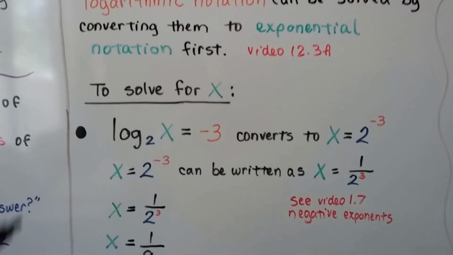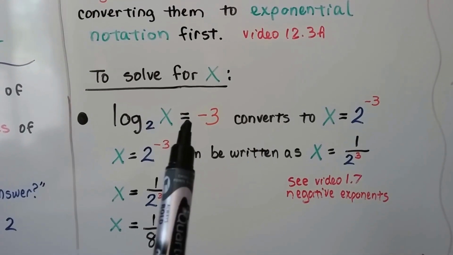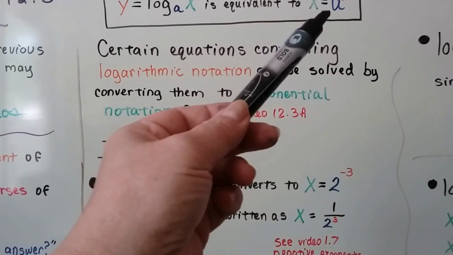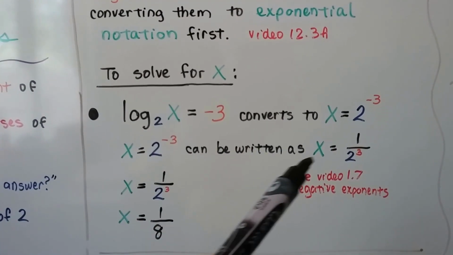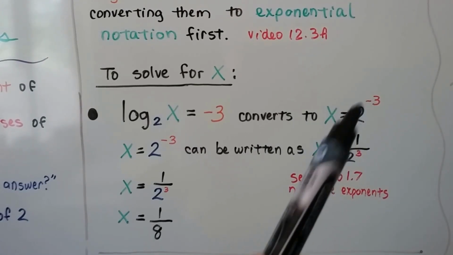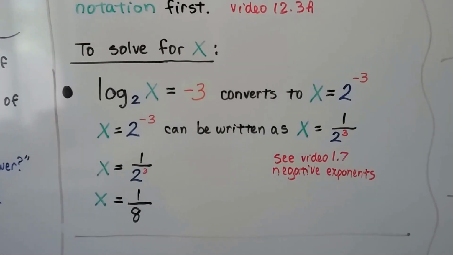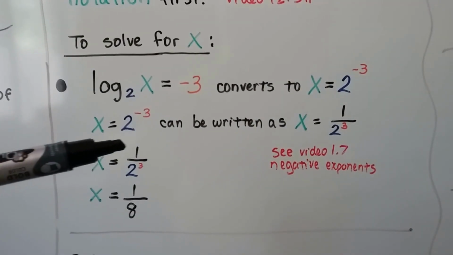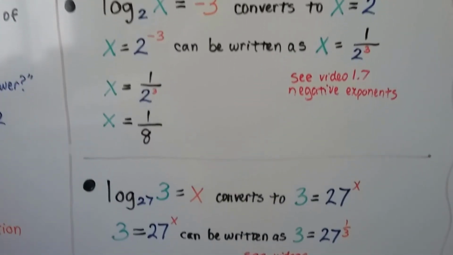So to solve for x, for the argument, we've got log base 2 of x equals negative 3. Well, it converts to x equals 2 to the negative 3. And that can be written as a fraction with the denominator having an exponent, can't it? Because it's a negative 3, and if you're confused about that, there's a link to video 1.7 back in chapter 1 where we talked about negative exponents. That means we've got the quotient of 1 and 2 to the third power, which is going to give us 1/8.